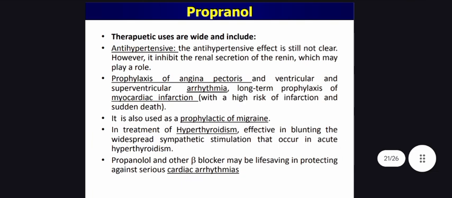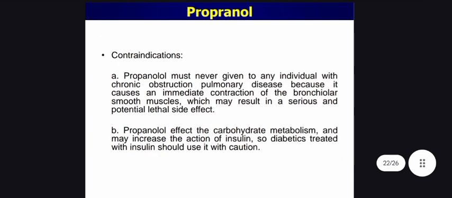Contraindications, we said we never use non-selective beta blockers for the patients who have asthma or the patients who have COPD, chronic obstructive pulmonary disease. We said they affect the carbohydrate metabolism, they affect insulin sensitivity, so we have to be watching out for diabetic patients. They are not absolutely contraindicated with diabetes. But we have to watch out for changes in their response to the antidiabetic treatment.